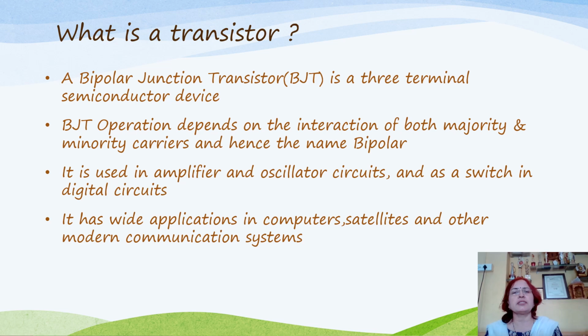Now, what is a transistor? A bipolar junction transistor is a three-terminal semiconductor device. BJT operation depends on the interaction of both majority and minority carriers and hence the name bipolar. It is used in amplifier and oscillator circuits and as a switch in digital circuits. It has wide applications in computers, satellites and other modern communication systems.